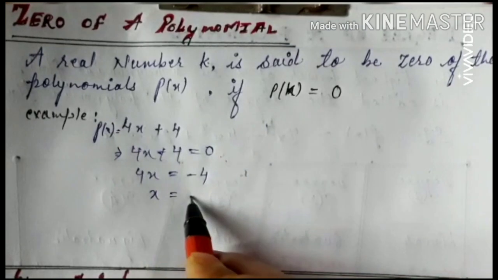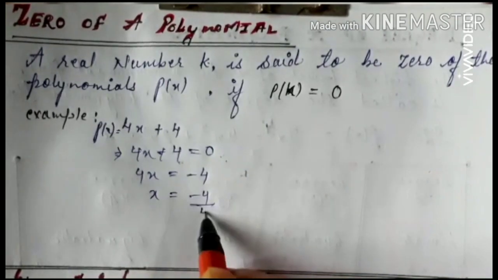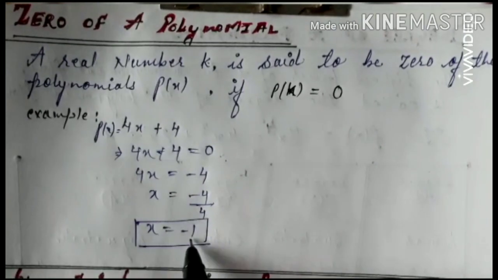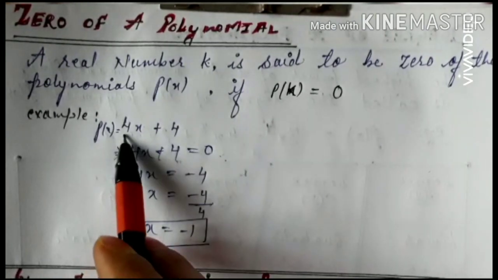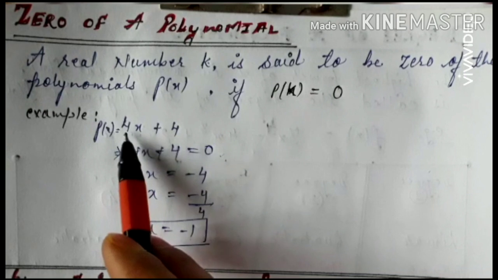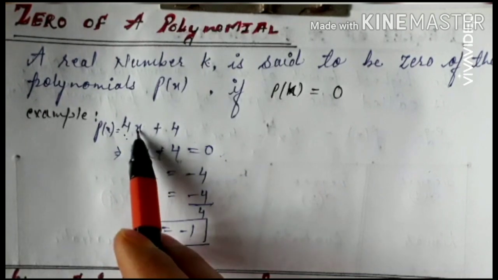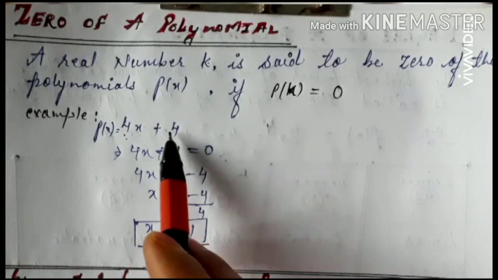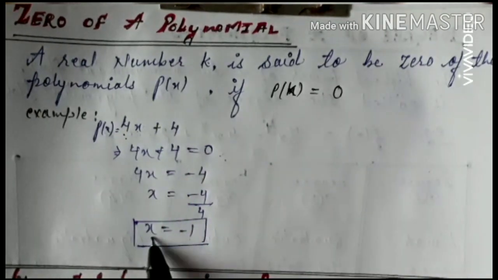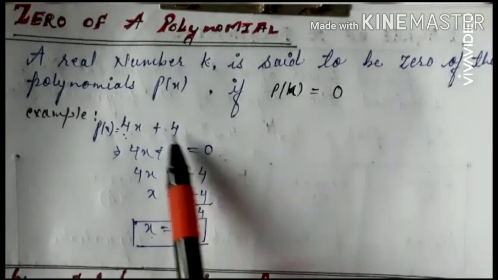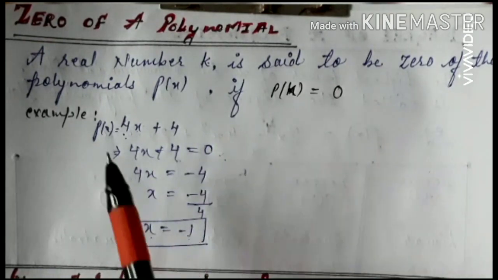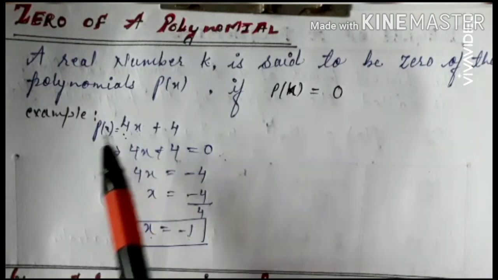So x equals minus 1. For the value x = minus 1, this polynomial becomes 0. How? Put the value here: 4 into minus 1 becomes minus 4, plus 4. Minus 4 and plus 4 is 0. That means for the value x = minus 1, this becomes 0. That means minus 1 is the zero of this polynomial.